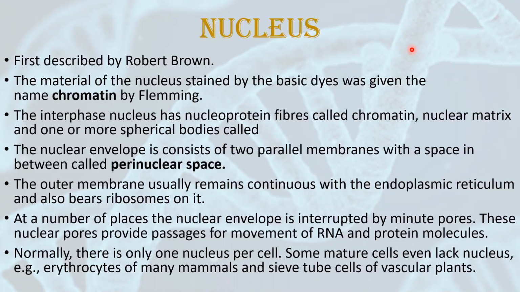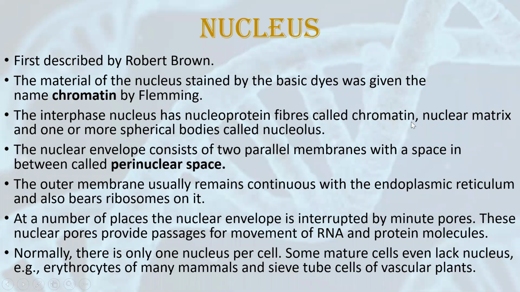Interphase nucleus means the nucleus which has not entered cell division yet. It is going to enter. That is known as interphase nucleus. Interphase nucleus also consists of nuclear matrix and one or more spherical bodies which are called nucleolus. So three things are present inside the nucleus: chromatin, nuclear matrix, and nucleolus.